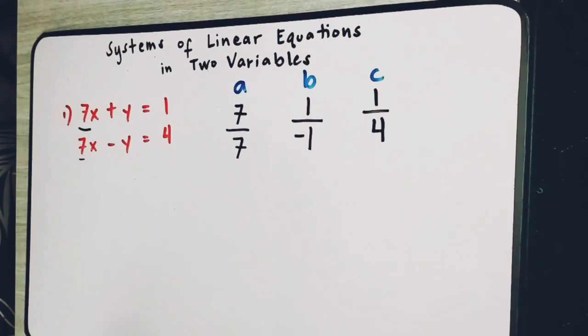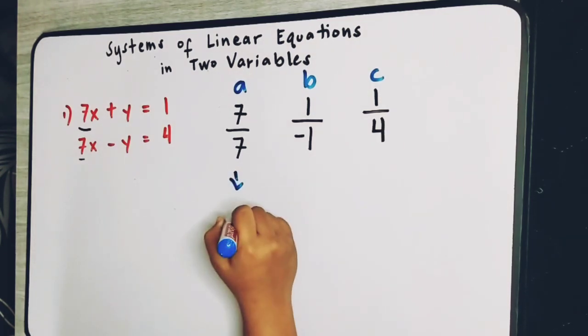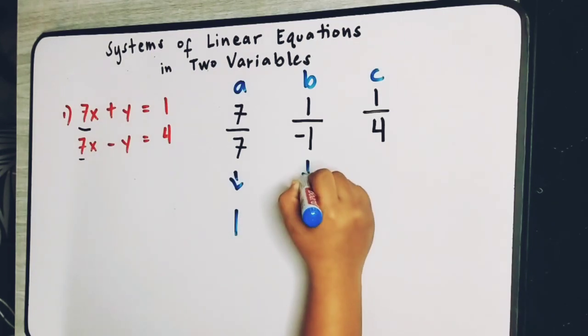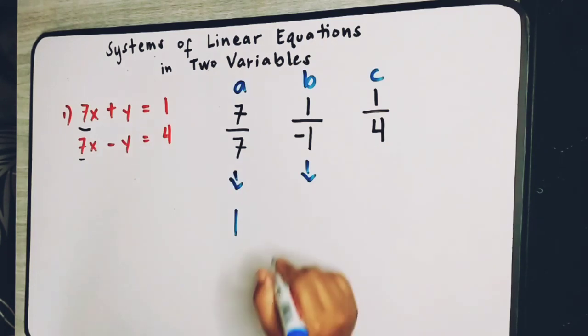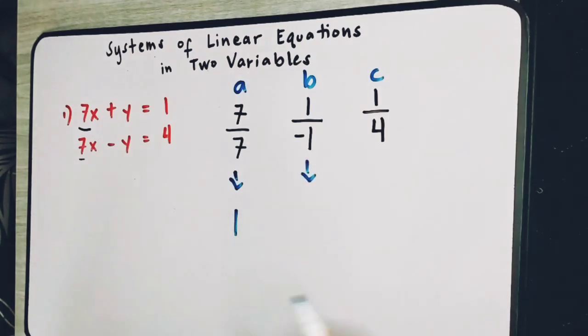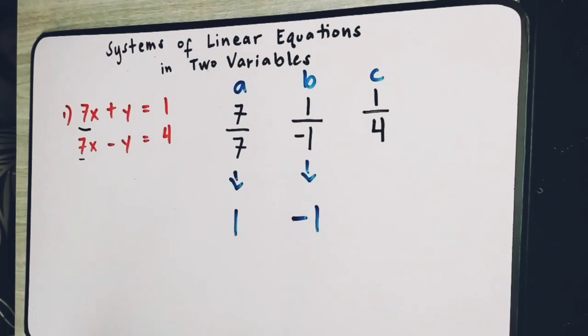Okay. Now, after identifying their ratios, the second thing that we need to do is simplify. Simplify the ratios if possible. So 7 over 7, simplest form is 1. Then 1 over negative 1, the simplest form is negative 1. Positive divided by negative is negative. So, this is negative 1. Then, constant, 1/4, that is already in simplest form. So, simply copy.